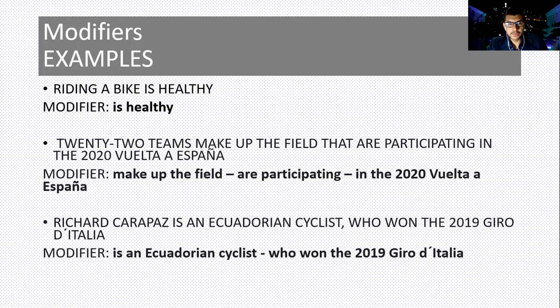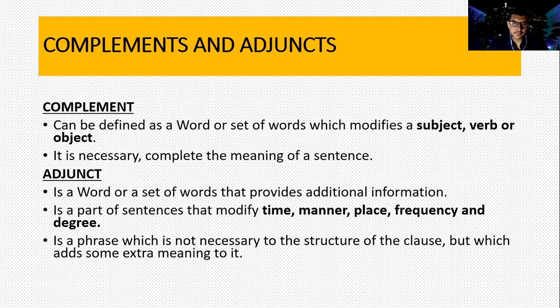In number two, we have three modifiers. These are modifiers about the action, about the place, about the activity. In number three, the modifier is a complement about the person or the subject. Modifiers are subdivided into complements and adjuncts.